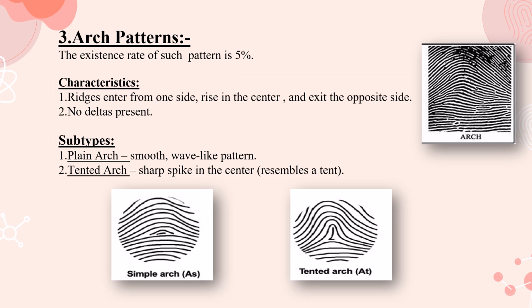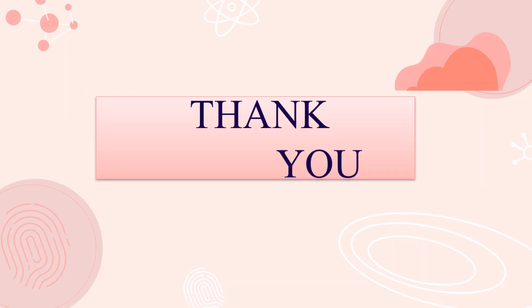Arch. Arch is the third pattern of fingerprint. Its existence rate is very low, which is 5%. Its characteristics are: it enters from one side, rises in the center, and exits on the opposite side. It has no delta present in it. It is further divided into plain arch and tented arch. Plain arch is a smooth wave-like pattern, whereas tented arch has a spike in the center, which resembles a tent, as we can see in the picture. Thank you.